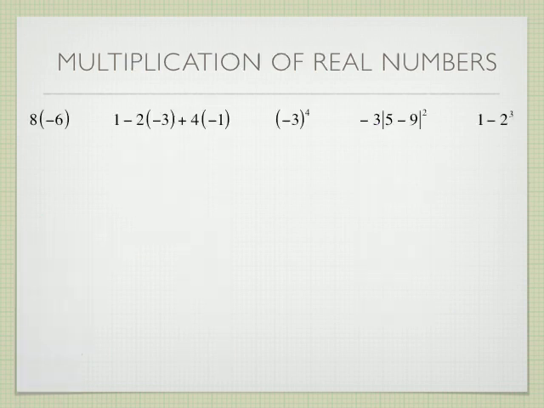Okay, let's simplify these. Pause the video and work these on your own. Make sure you can do them. Okay, 8 times negative 6, positive number times negative number will be negative, and 6 times 8 is 48.